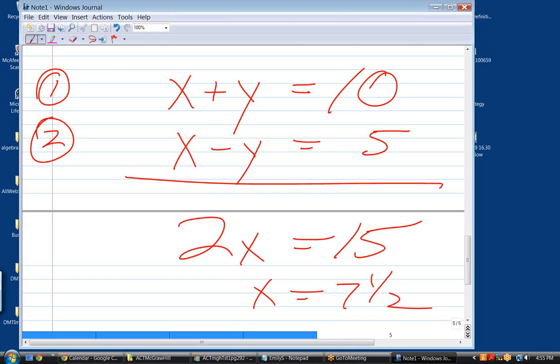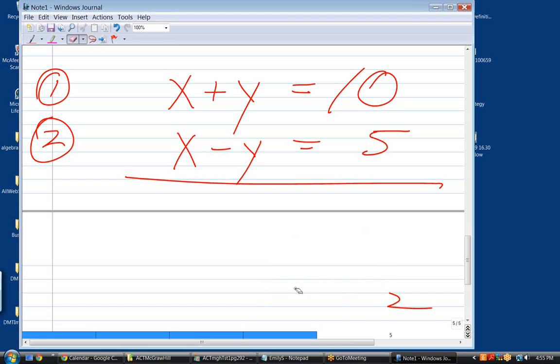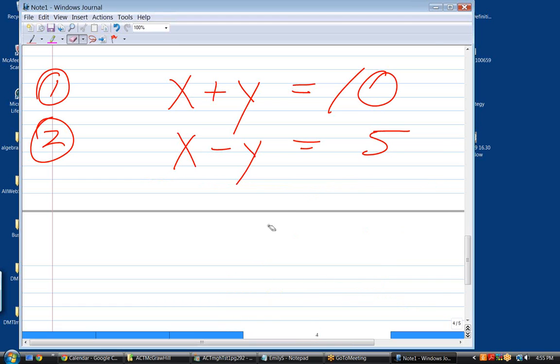Awesome. So when you're dealing with elimination, always remember there are those three possibilities. You can come up with a solution, you can have no solution, or you can have an infinite number of solutions.